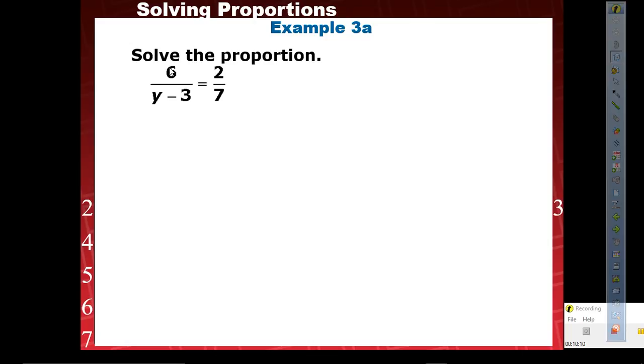So here we go. Example 3A. 6 over y minus 3 equals 2/7.